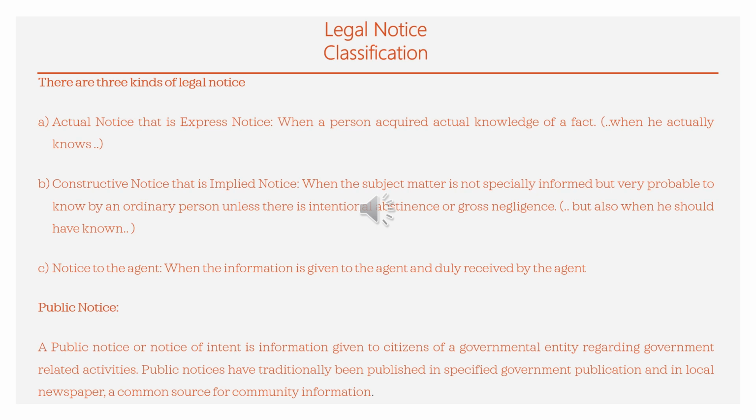But please remember, the section of Transfer of Property Act 1882 indicates there are three types of notice, that is actual notice, constructive notice, or notice to the agent. And public notice is a notice. Obviously it is a notice, but it is only used for giving information to the public regarding certain types of legal proceedings or government related activities.